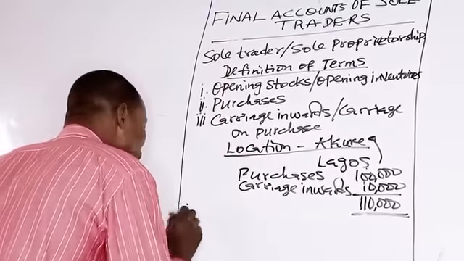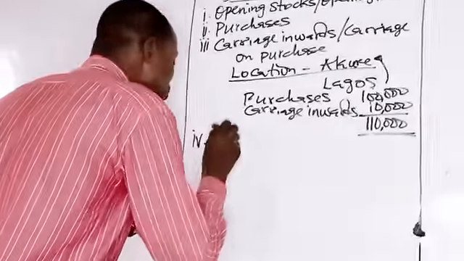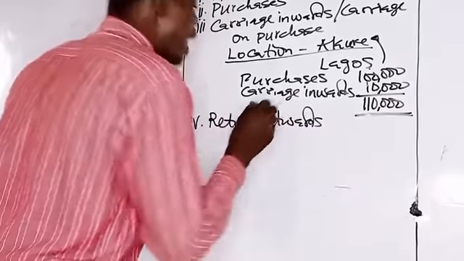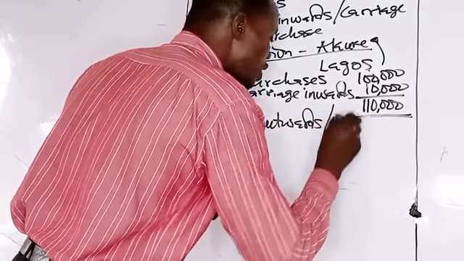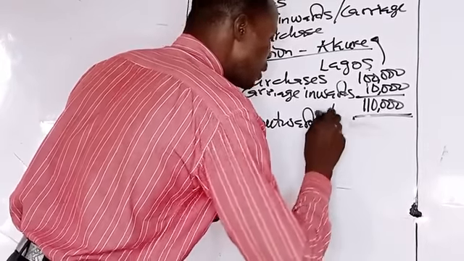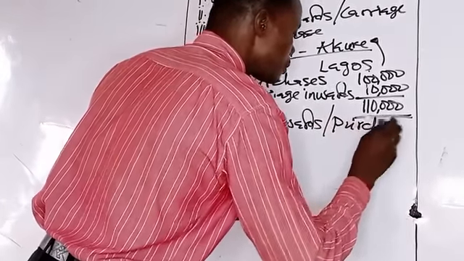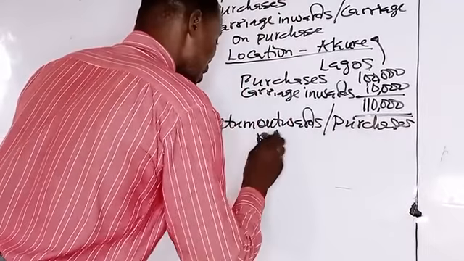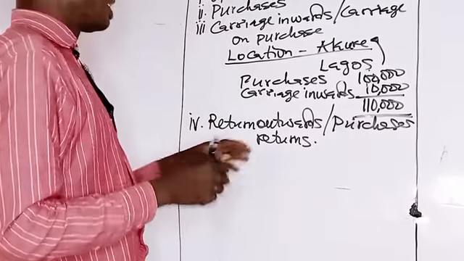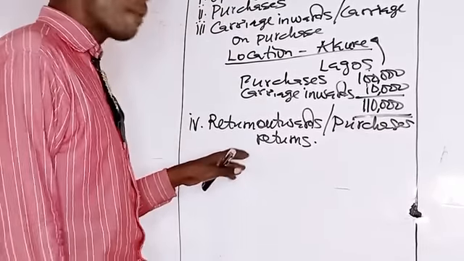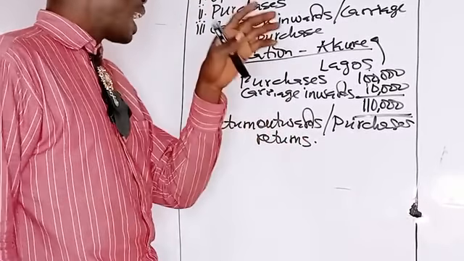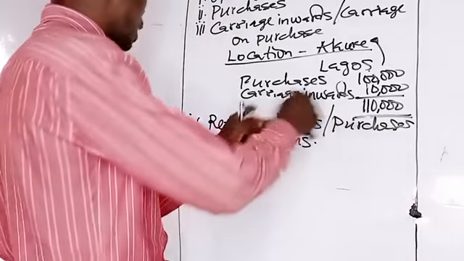Number 4 term I'm going to examine is return outwards. Another word for return outwards is return on purchase, or purchase return. This is the cost of goods returned to the suppliers. The goods have been bought by the entity from the suppliers. Suppliers are the sellers, the people that sell the goods to the organization.